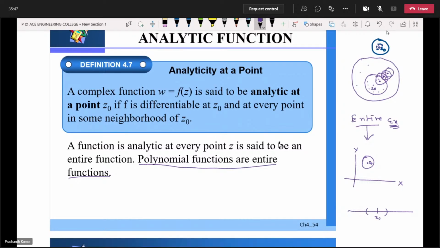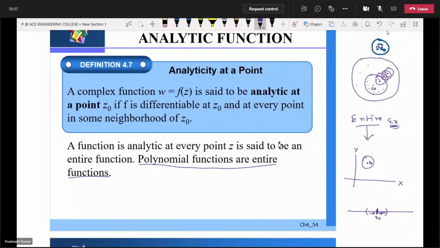This is x naught. Suppose at this point the function is differentiable, what does it mean? Right limit and left limit, or left limit and right limit, both are equal, then the function is differentiable at this point. But the function is differentiable at this point means what?